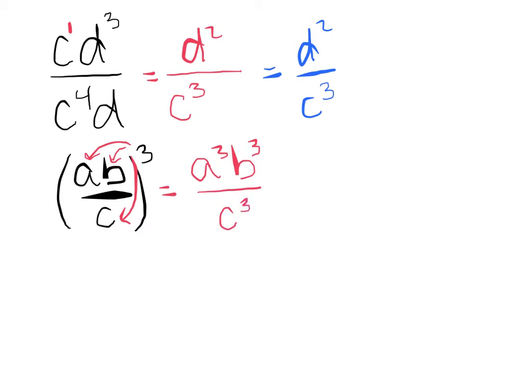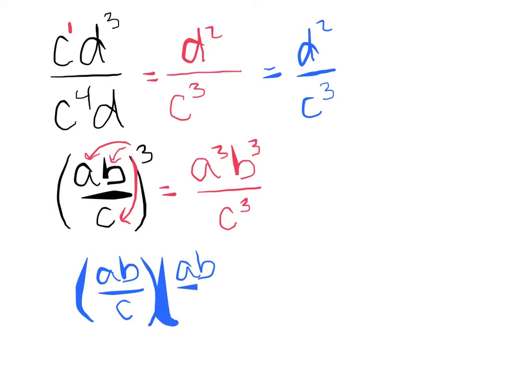Before you can know that you're done, you need to first check. Do I only have each variable written once? Yes. Are any of the exponents negative? No. So we're good. If I had forgotten that property, I could do this another way too. I could expand it. a b over c times a b over c times a b over c. That's a b over c cubed.